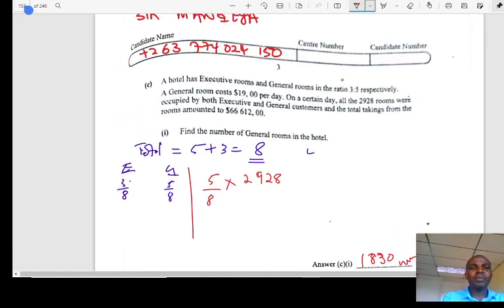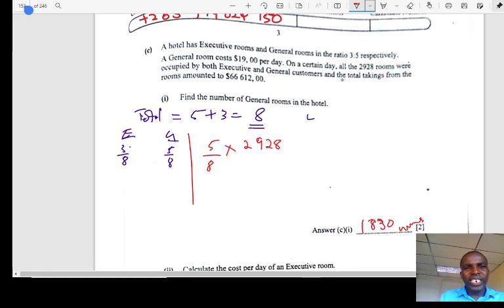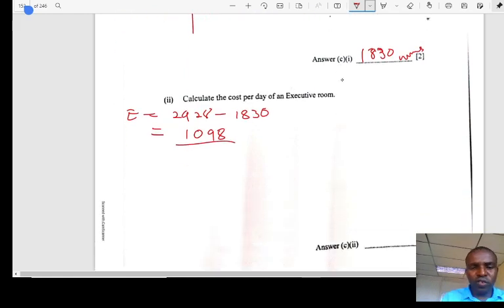Then coming up here, a general room costs $19 per day. So total cost based on general rooms is 19 times the number of general rooms available. Then for executive rooms, we are not given the cost here, but we are given the total takings per day based on executive and general rooms. So what do you do? It's like forming a simple equation. Cost of executive rooms plus cost of general rooms is equal to total takings available, which is 66612. So you form a simple equation.